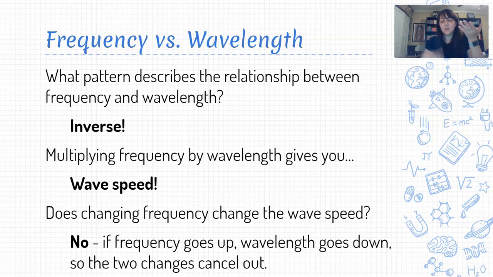So if frequency doubles, wavelength halves, and then you multiply those two together, and those two factors end up canceling each other out. So we should find that changing frequency and changing wavelength, and therefore also changing period, have no effect on the wave speed. The wave speed stays constant through all of those changes.